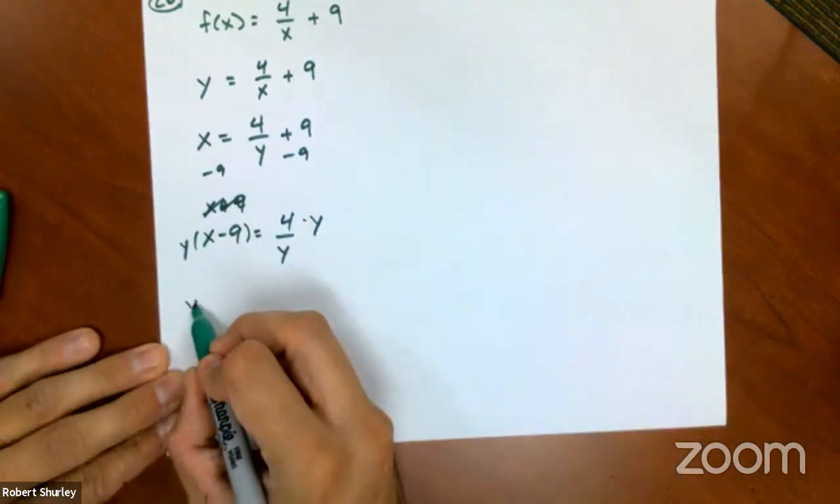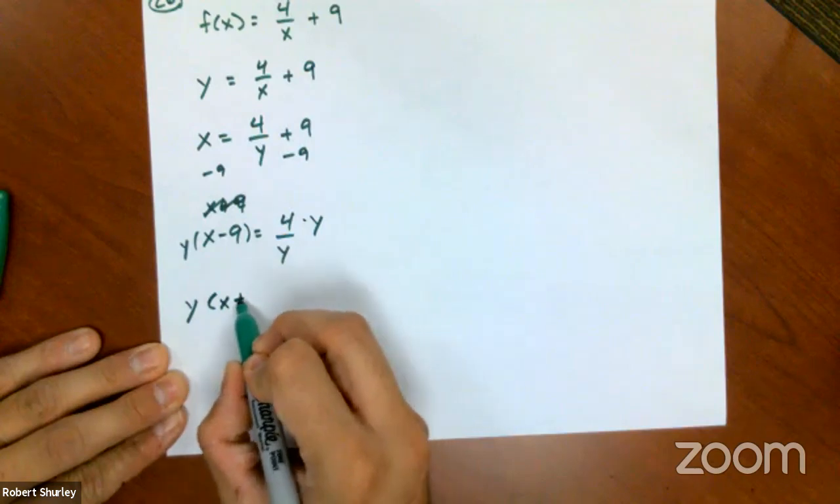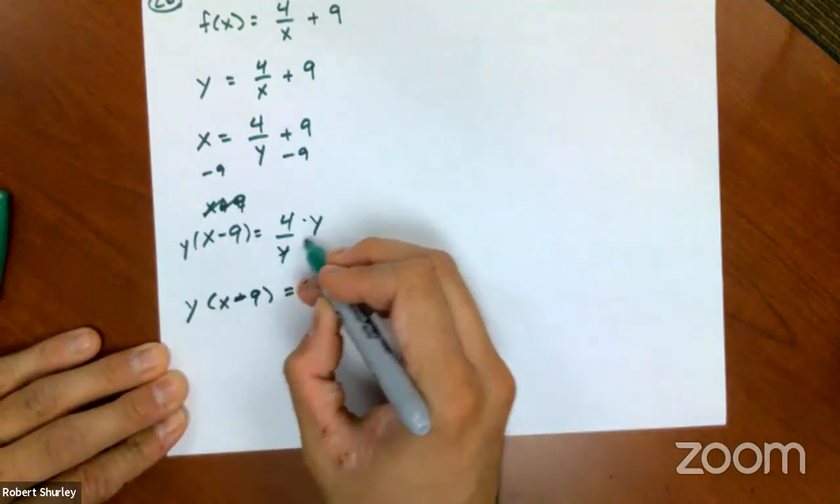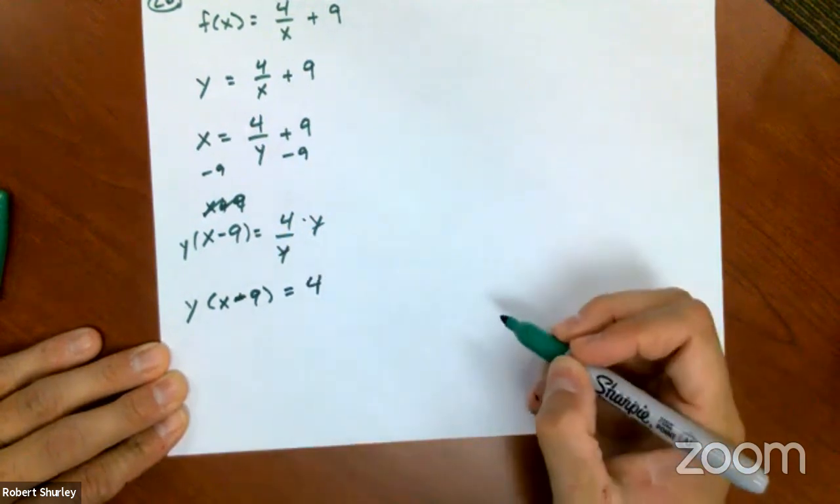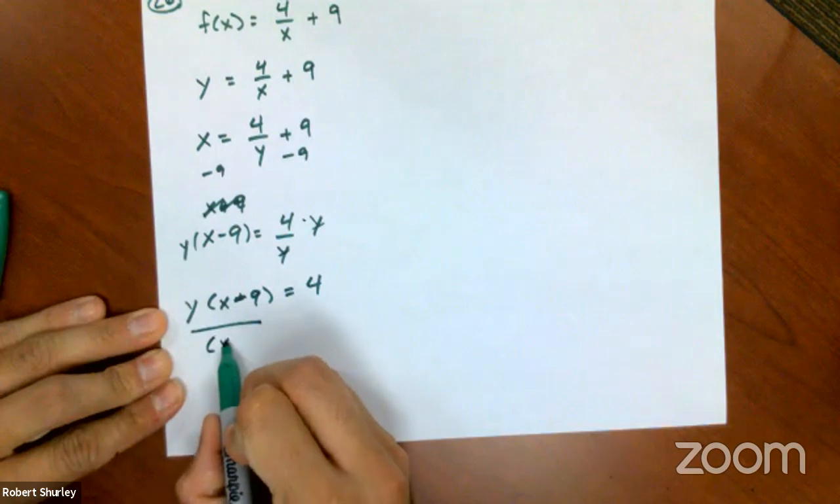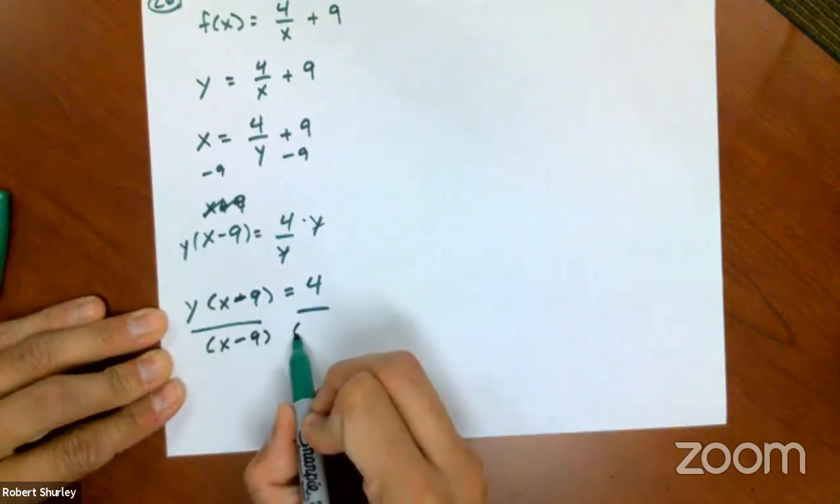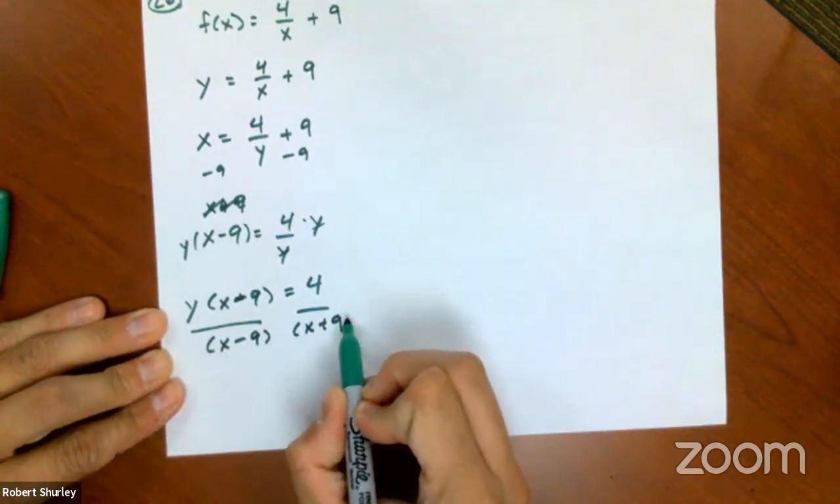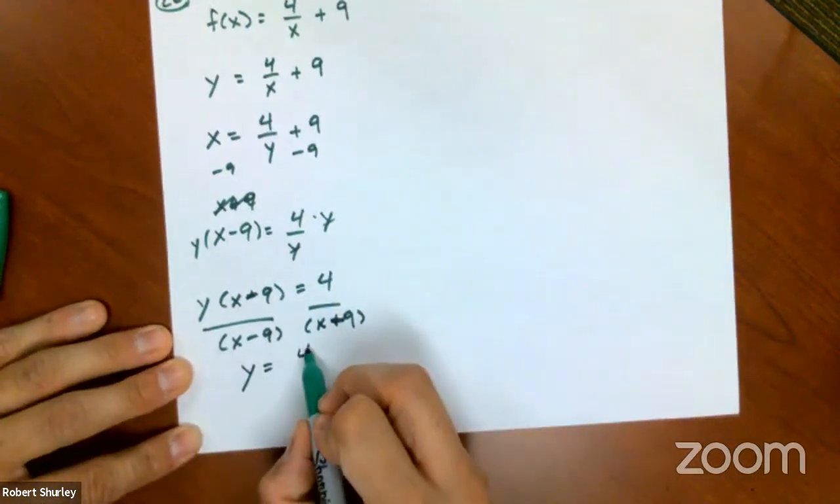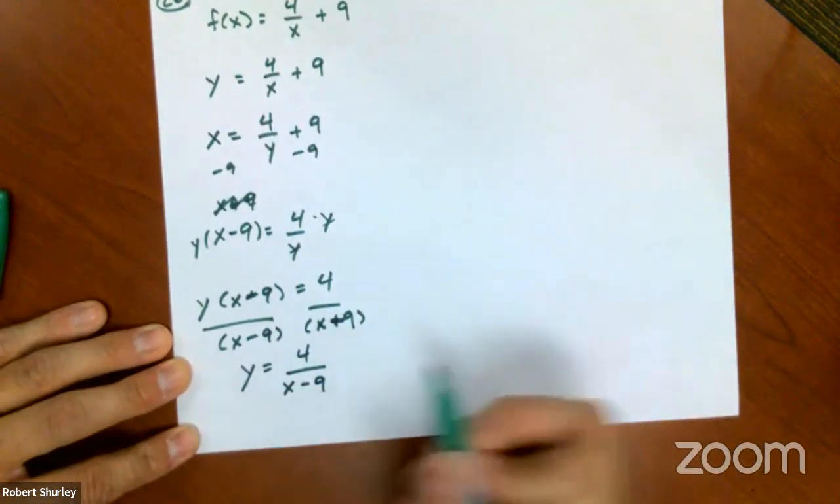So I get y times x minus 9. I don't know why I keep wanting to say x plus 9. x minus 9 equals, now these y's cancel, leaves you with 4. And then I'm going to divide x minus 9 on both sides, and I'm left with y. Y equals 4 over x minus 9.